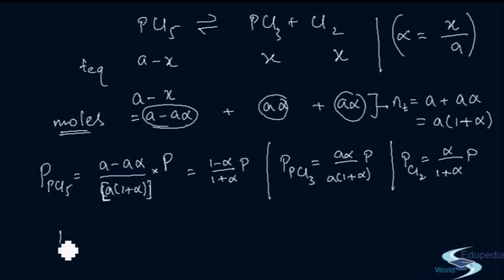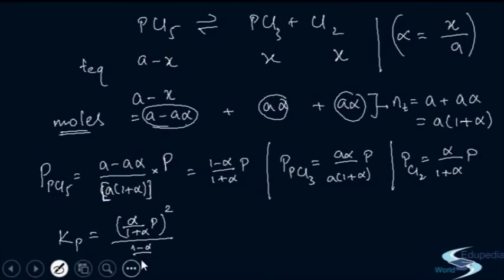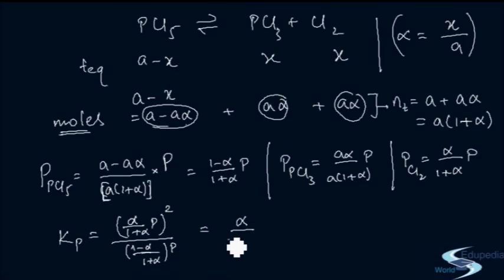You can simply substitute them in the expression of Kp to get your final answer. So your final answer will be (alpha divided by 1 plus alpha, P) whole square. Why whole square? Because one for PCl3 and the other for Cl2, divided by the partial pressure of PCl5, which is (1 minus alpha) by (1 plus alpha) into P. So this expression will become alpha by (1 minus alpha square) into P.